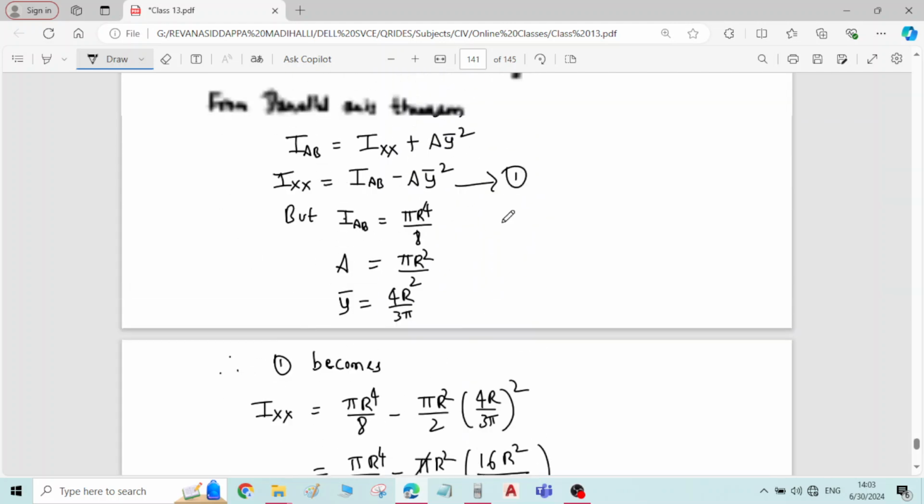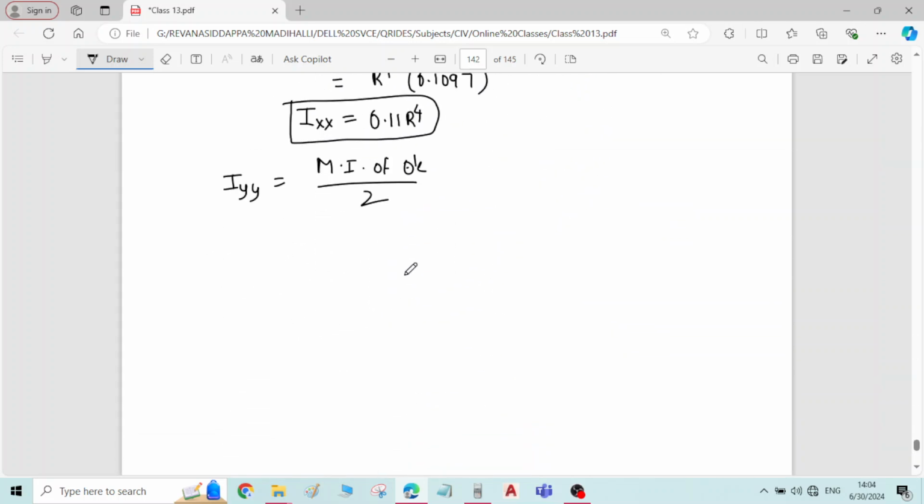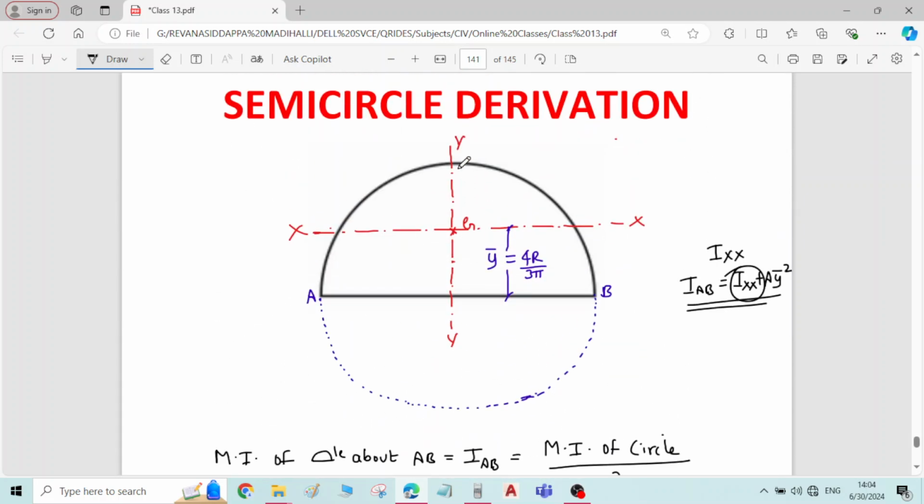So we know that equation already. Moment of inertia of circle divided by 2 is pi r raised to 4 by 8. Therefore moment of inertia about y is equal to pi r raised to 4 by 8. So this is the final expression for moment of inertia about y-axis. See, for Iyy, no need to use the parallel axis theorem, because why? Because see, centroidal y-axis for the semicircle and centroidal y-axis for the whole circle, both are same, therefore Iyy is equal to half of moment of inertia of circle directly.